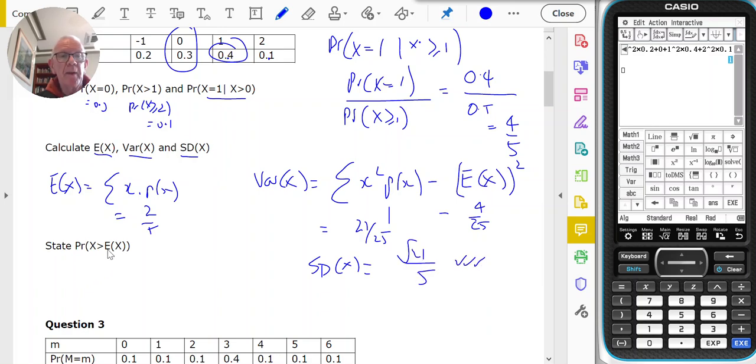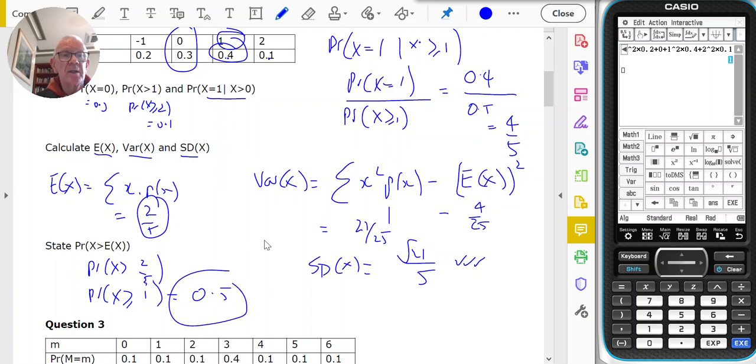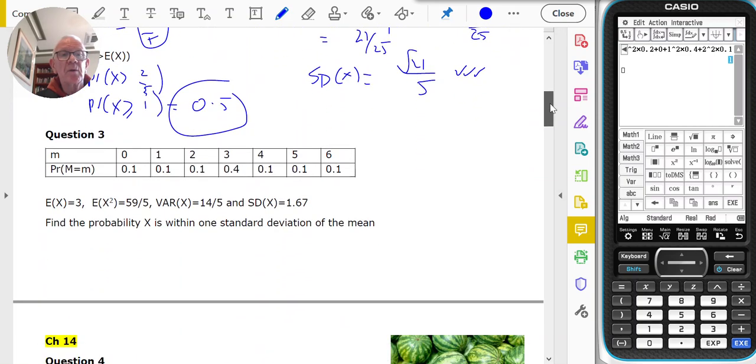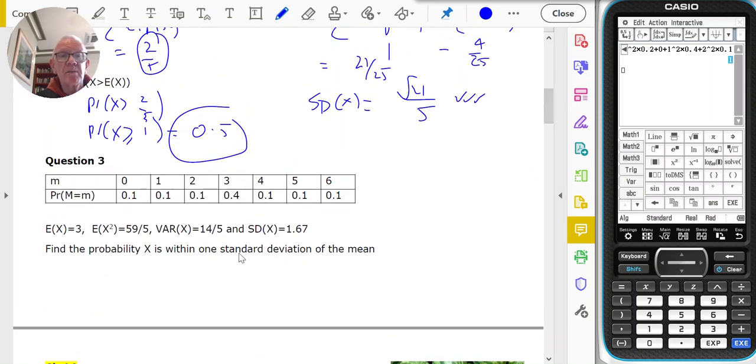And what is the probability that x is bigger than the mean? Well, the mean is 2/5. So the probability that x is bigger than 2/5, which is 0.4, is the probability that x is bigger than or equal to 1. Therefore, it's going to be 0.5. So that's question 2.